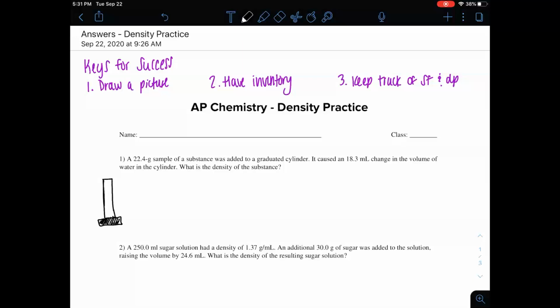This is my graduated cylinder here. What it's saying is that a substance of 22.4 grams was added, and if my liquid line started here and ended here, I had a change, or a delta, of 18.3 milliliters.